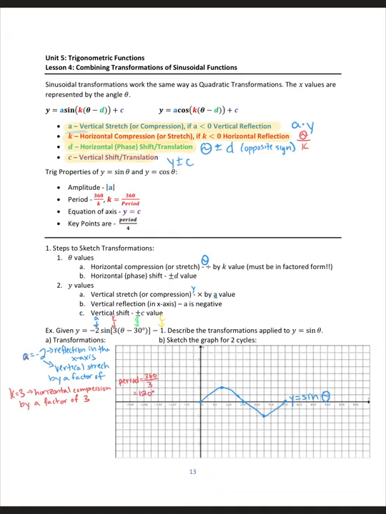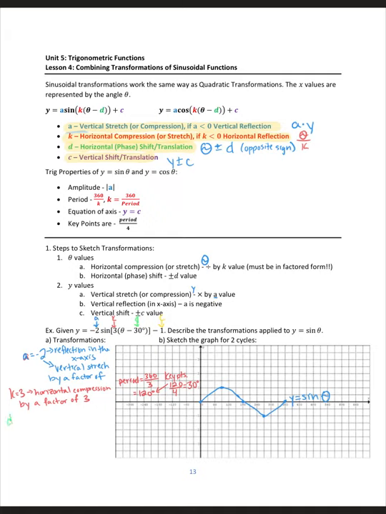If we wanted to find how often those key points would be, we're going to take our 120 and divide that by 4, because we know we have 4 key points we need to hit. So we have to divide that period up into 4 sections. So we're going to have a key point every 30 degrees. All right, so that's that transformation.